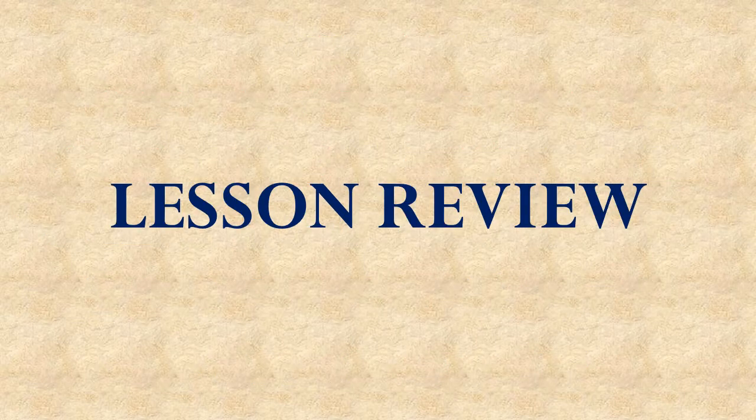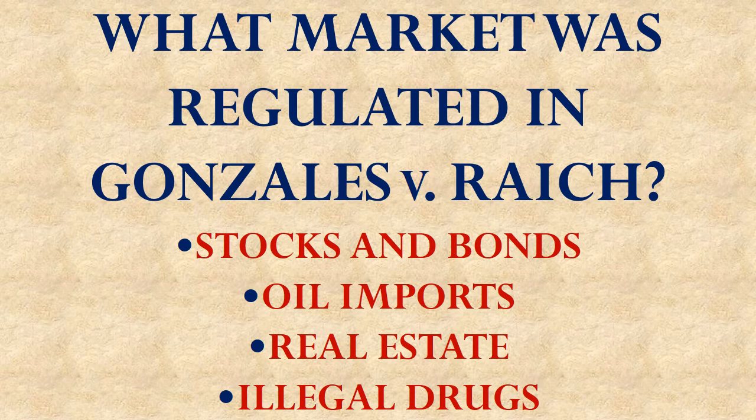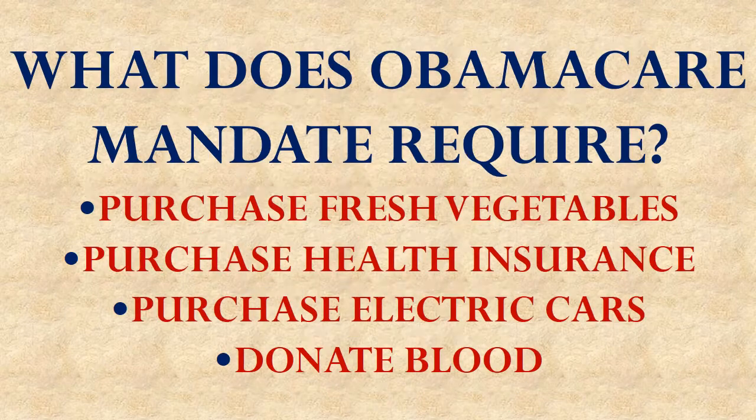So now let's review what we learned in this lesson. First of all, what market is regulated in the case of Gonzales versus Raich? Is it stocks and bonds, oil imports, real estate, or is it illegal drugs? The correct answer is illegal drugs. What does the Obamacare mandate require? Does it require us to purchase fresh vegetables, purchase health insurance, purchase electric cars, or to donate blood? Well, the correct answer is it requires us to purchase health insurance. But arguably, under the power claimed, they could require all those other things too.